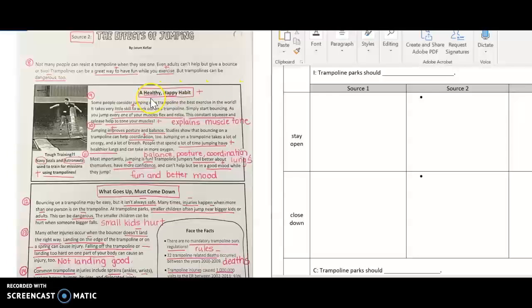We went through and we read this text together, Source 2, the effects of jumping. We annotated the text, meaning we underlined important ideas. We even coded them using a plus and minus sign that would then transfer over here on our matrix: the positives, or the plus sign, support staying open, and the minus, or the negatives, would support closing down.